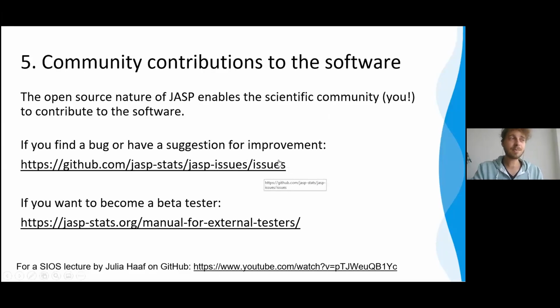For example, we have an issues page where you can look for bugs and suggestions. Or if you want to get involved with JASP in a little bit more of a hands-on way, you can apply to become a beta tester for new versions if you want to. So there's also a manual on that via the following link. If you want to become a beta tester, it would take maybe a little bit of knowledge of GitHub. Luckily, there's that SIOS presentation from Julia, which is findable under the link in this slide.